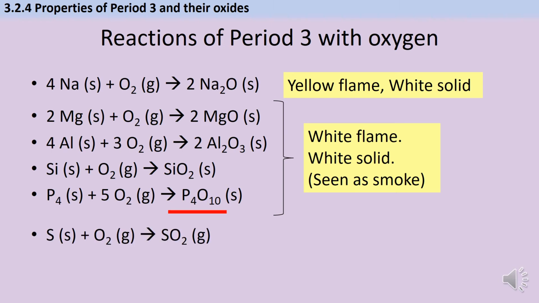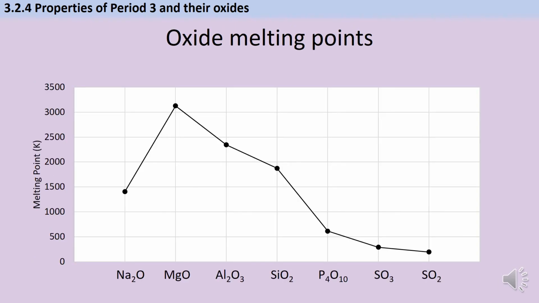Then we have sulfur, which can react with oxygen to either make sulfur dioxide or sulfur trioxide. In the summary at the start, we talked about how important structure and bonding were for explaining the melting points of the period 3 elements, and that's also true when we think about their oxides. Sodium oxide is of course ionic, and therefore it has a relatively high melting point because it takes a lot of energy to overcome that strong electrostatic force of attraction between the positive sodium ions and the negative oxide ions.